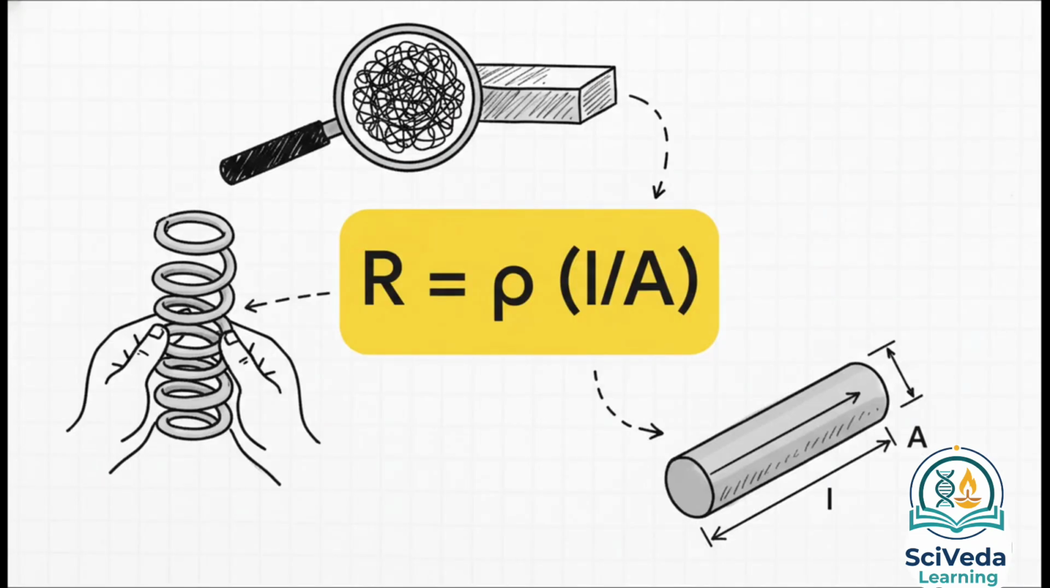So we've got the physical dimensions down, length and area. But what about the material itself? That's a huge factor, right? And that's where this Greek letter rho comes in. This is called resistivity, and it's a fundamental property of the substance. I mean, think about it. You could have a piece of copper and a piece of rubber that are the exact same size and shape, but their rho values, their intrinsic resistivity, are completely different. That's why one conducts electricity and the other doesn't.